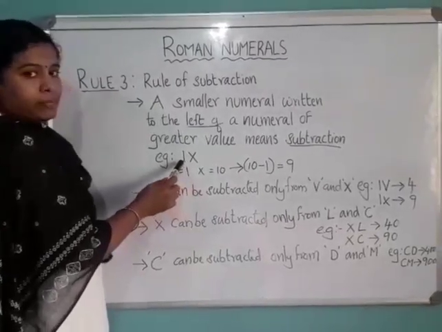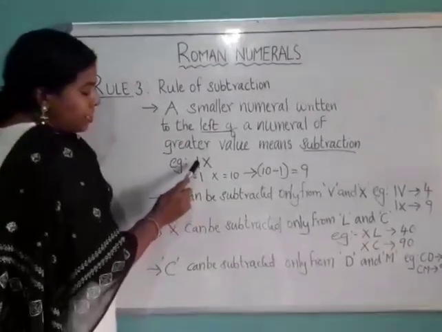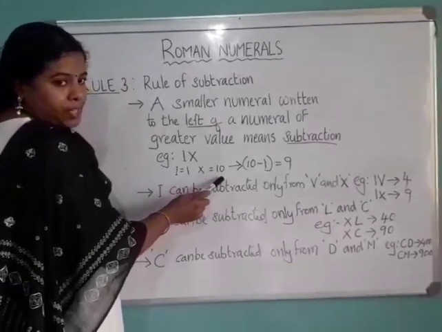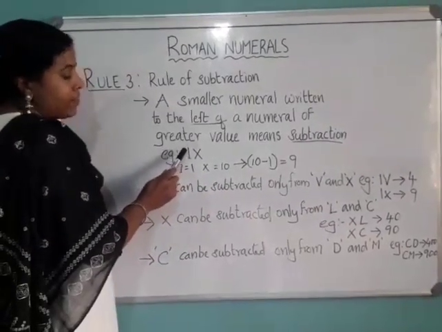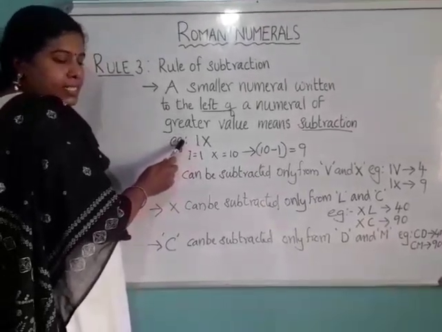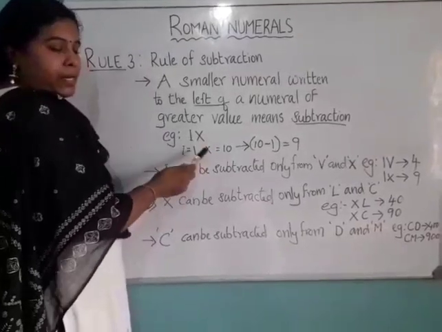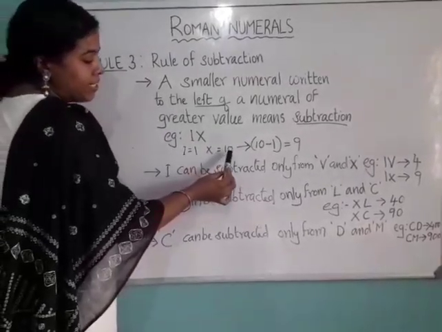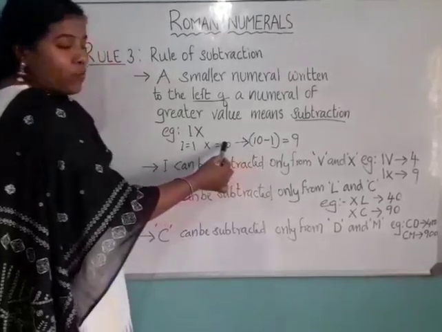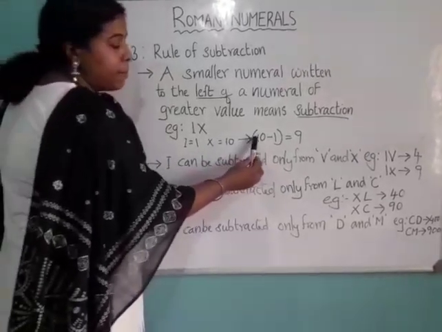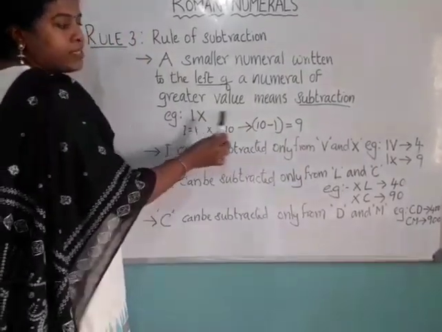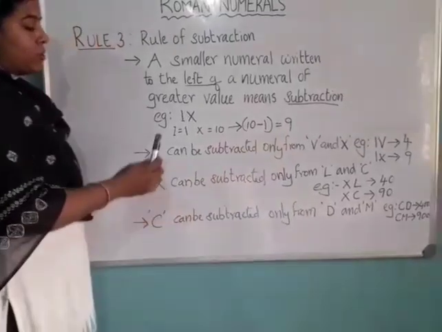Look at this example, IX. Here the value of I is 1. Value of X is 10. Here the smaller value is written on the left side. So that means we should subtract. We have to subtract 1 from the value of 10. So 10 minus 1, which is equal to 9. So IX shows 9.